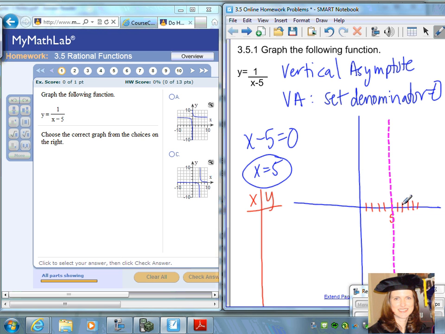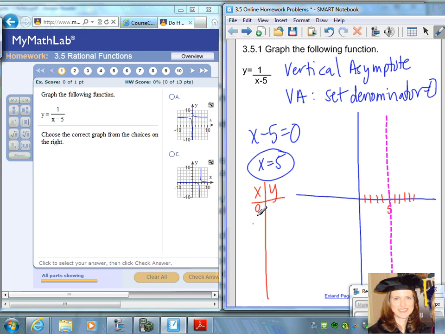For example, I would choose maybe 0, 1, 2, 3, 4, 5, 6, 7, 8, and so on, and get the corresponding y values out. Plug each of those into the function. For example, you plug in 0, you get 1 divided by negative 5. It's negative 1/5. Plug 1 in, you get negative 1/4. Plug 2 in, you get negative 1/3. Plug 3 in, you get negative 1/2. Plug 4 in, you get negative 1. Plug 5 in, you get an error.